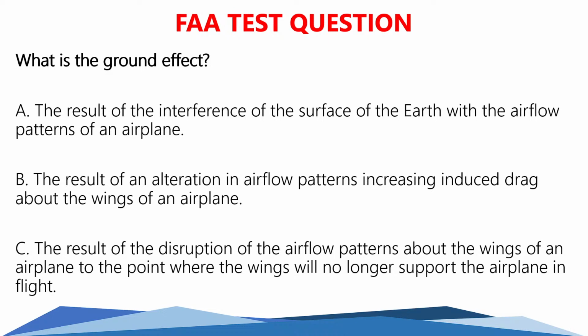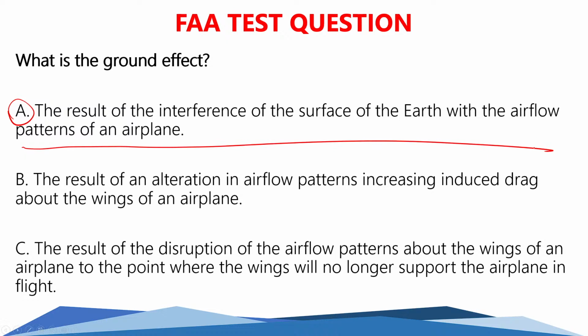We got 80% with A, 12% with B, and the balance of the class with C. The majority of the class does have it correct. What is ground effect? It's the result of the interference of the surface of the Earth with the airflow patterns. Those are the same 3D airflow patterns that we're talking about. For anybody that said B, we did use the words induced drag. I know that's a buzzword, but the problem is it's not increasing, it's actually decreasing induced drag. If you saw something related to that, it would have been correct, but because they're using the word increasing, that's not correct.